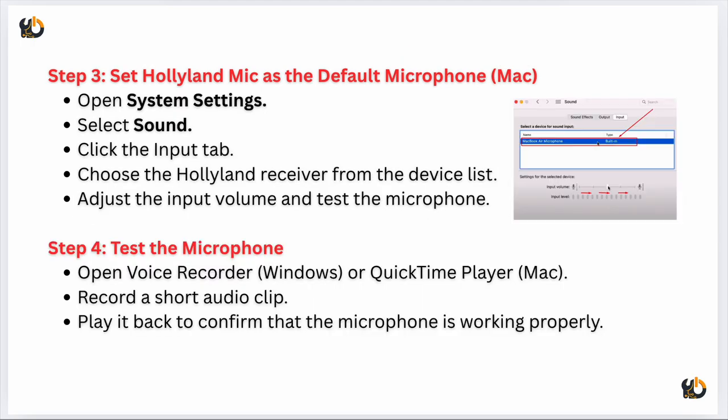Now step 3, set the Hollyland mic as the default microphone for Mac users. So open System Settings, then click on Sound. Now click the Input tab and choose the Hollyland receiver from the device list. Now adjust the input volume and test the microphone.